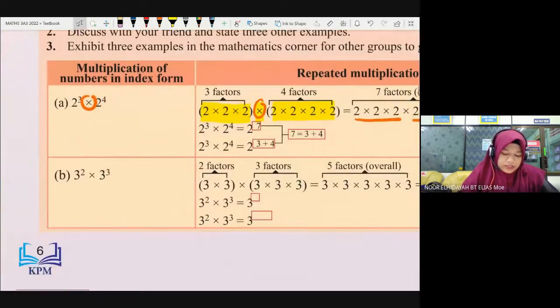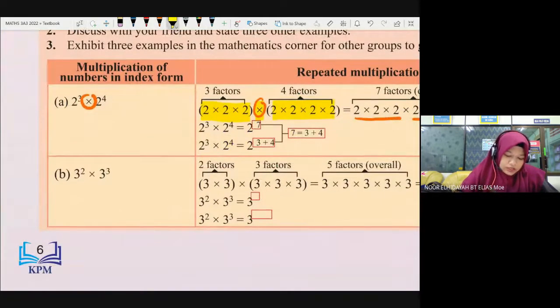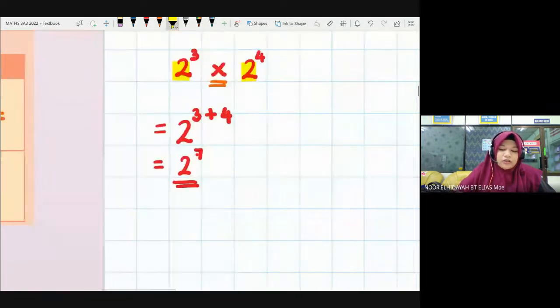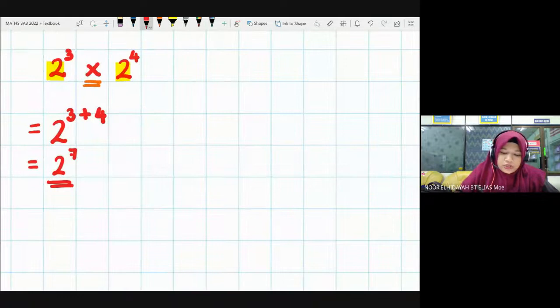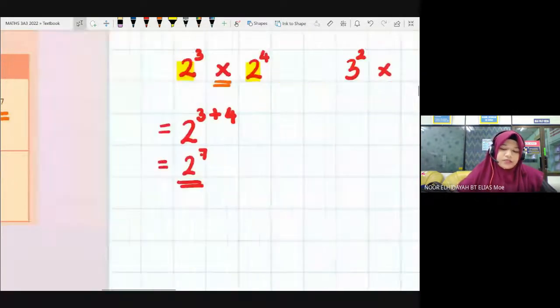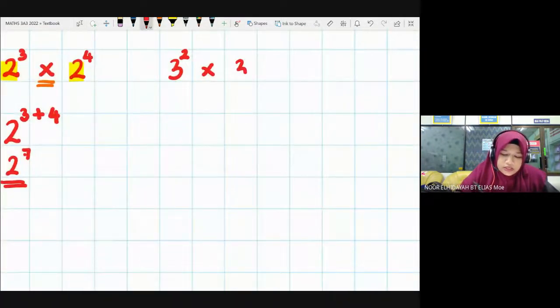Okay, example B. Now the base is 3. Same base, 3 to the power of 2 times 3 to the power of 3. Kalau kita guna repeated multiplication, yang cikgu yakin awak dah faham tentang repeated multiplication, so now we apply in law of indices. 3 to the power of 2 times 3 to the power of 3.